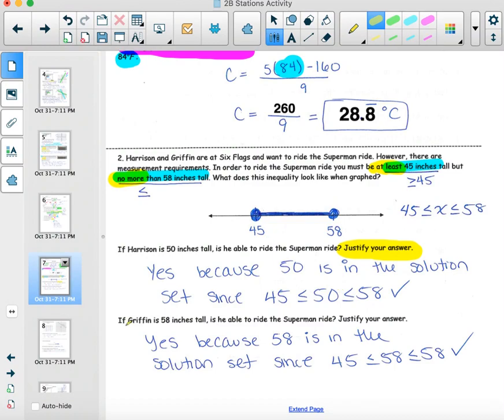That works. Similarly, we have Griffin is 58 inches tall. Is he able to ride the ride as well? We have to find out, and you need to justify. You cannot just tell me yes. That gets you no credit. All right, so we just talked about this. No more than means including the 58. So if Griffin is 58 inches tall, then yes, that value is in the solution set. He can ride the Superman ride with Harrison.